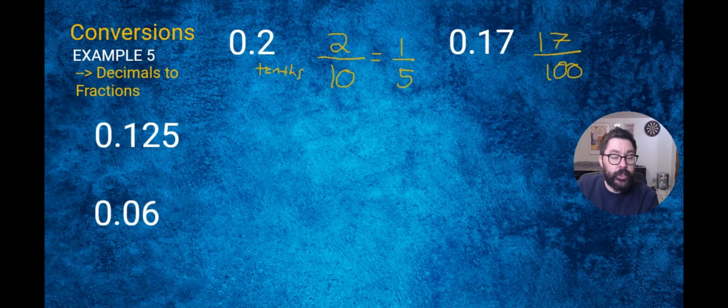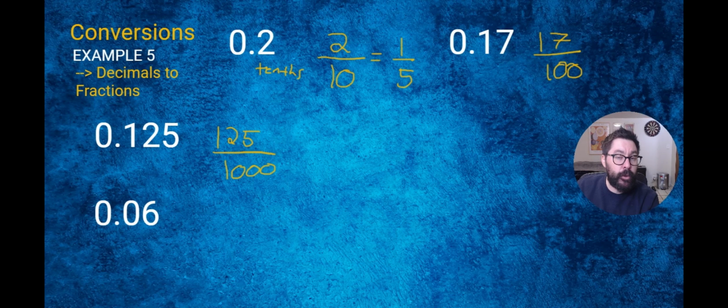On the next one, we have 0.125. We're looking at an example of a decimal here's the tenths, hundredths, and thousandths place. So we have 125 thousandths. So 125 over 1,000. This definitely can be simplified. I'll do some of that heavy lifting for you.